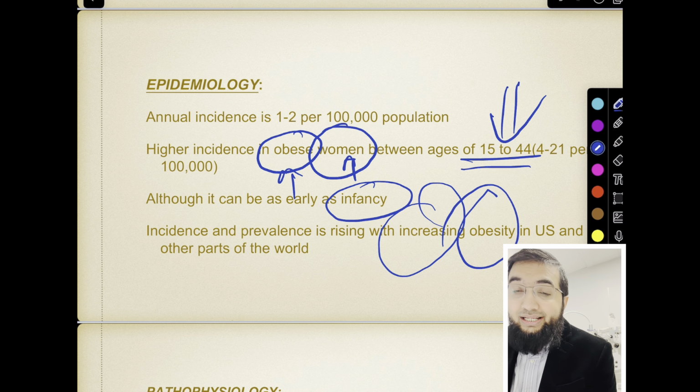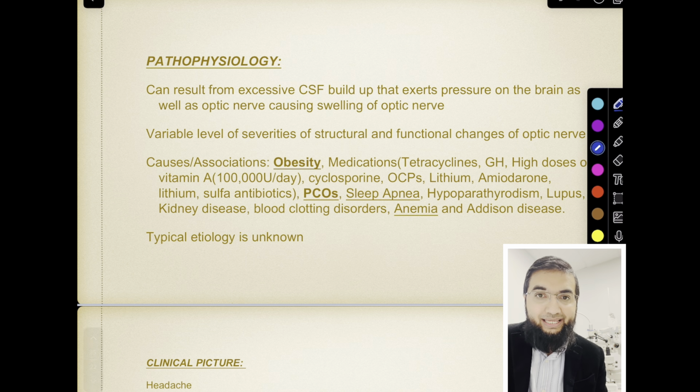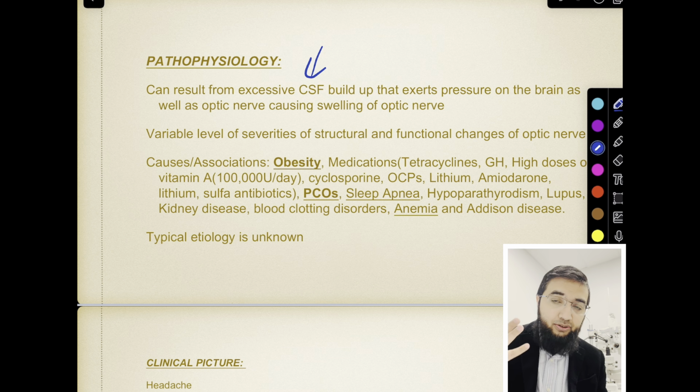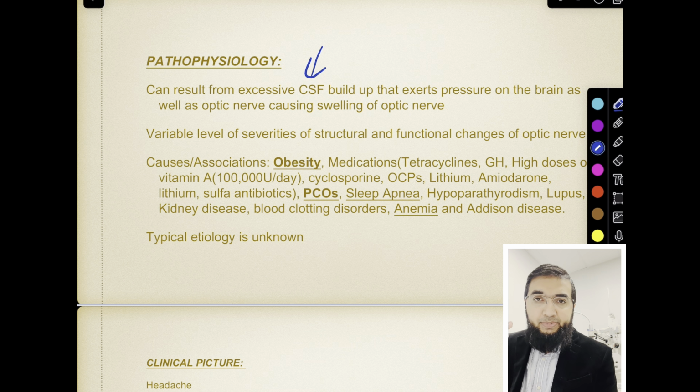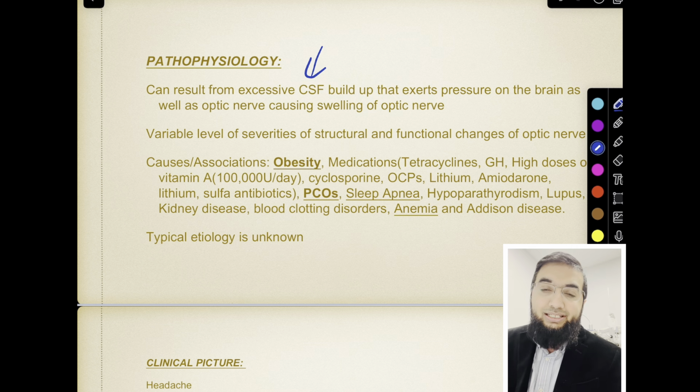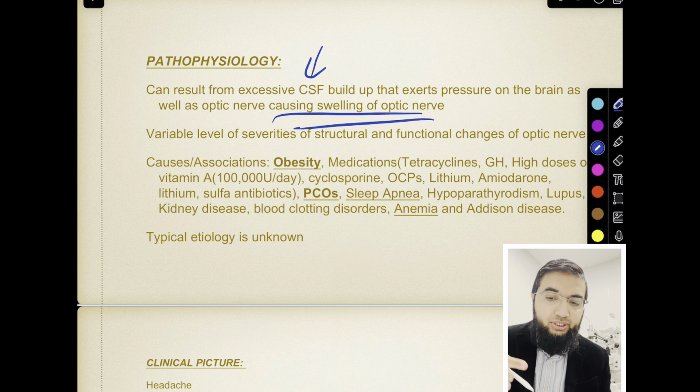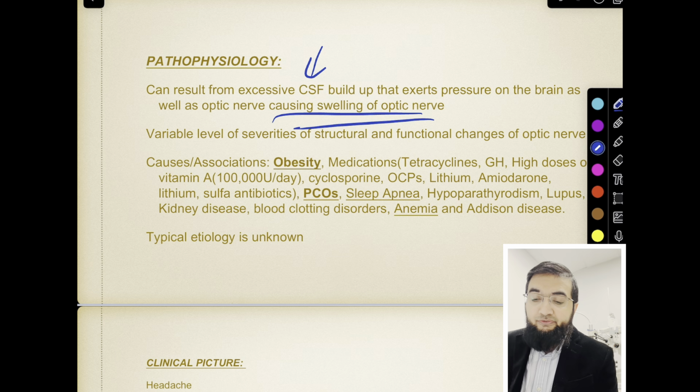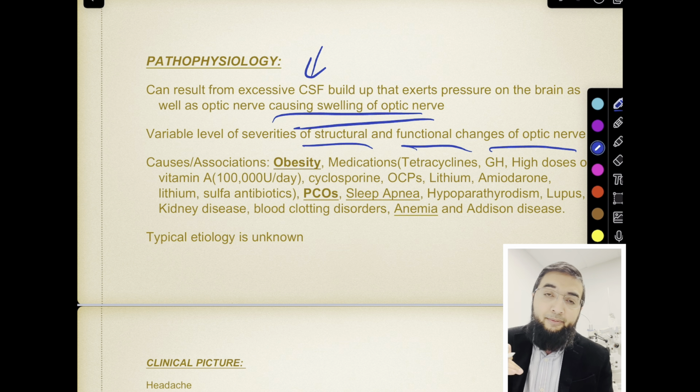How does it happen? What's the pathophysiology behind it? The pathophysiology is that it can result from increased CSF, or cerebrospinal fluid, production that exerts pressure on the brain as well as the optic nerve. That's what causes the swelling that I was showing you in that picture. So variable levels of severity and structural and functional changes are observed because of that, and there are several causes, correlations or associations with this condition.